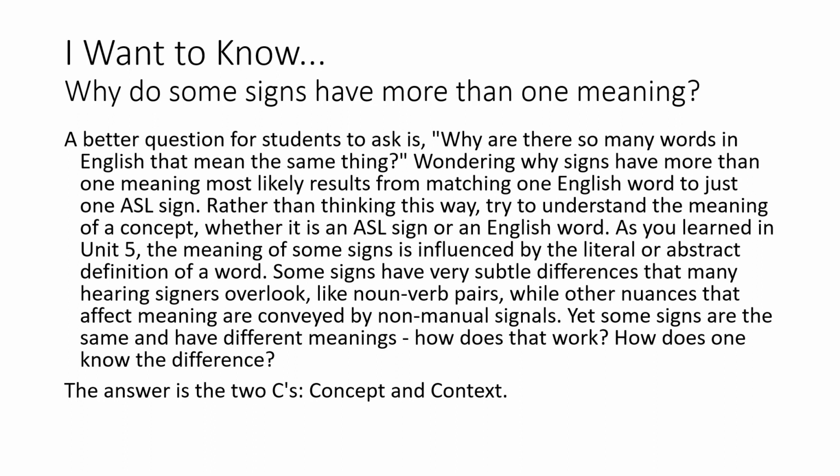As you learned in Unit 5, the meaning of some signs is influenced by the literal or abstract definition of a word. Some signs have very subtle differences that many hearing signers overlook, like noun-verb pairs, while other nuances that affect meaning are conveyed by non-manual signals. Yet some signs are the same and have different meanings. How does that work? How does one know the difference? The answer is the two C's, concept and context.